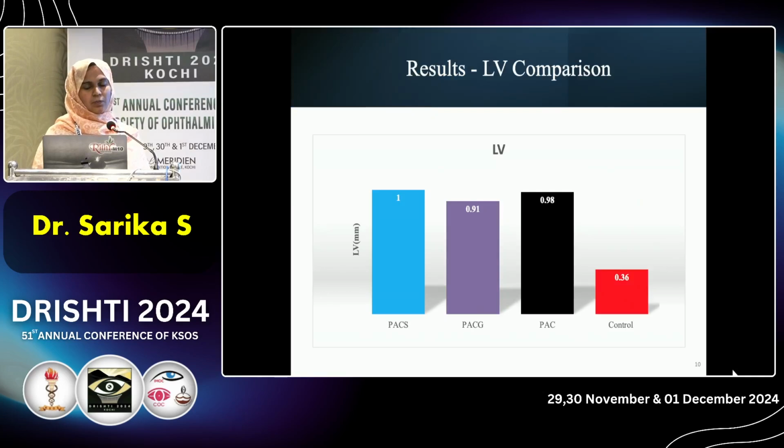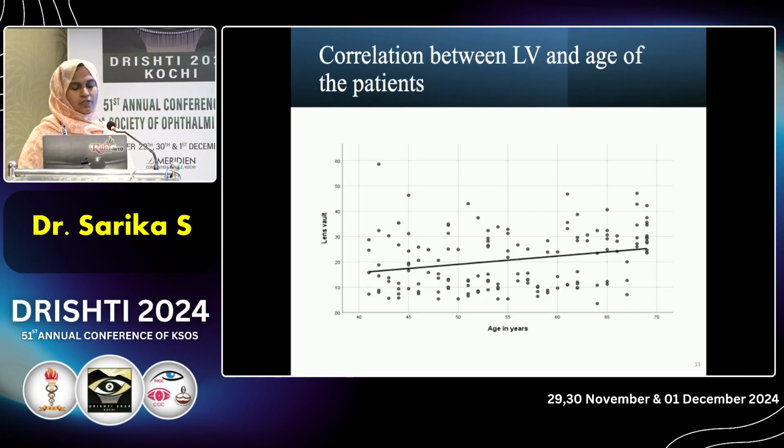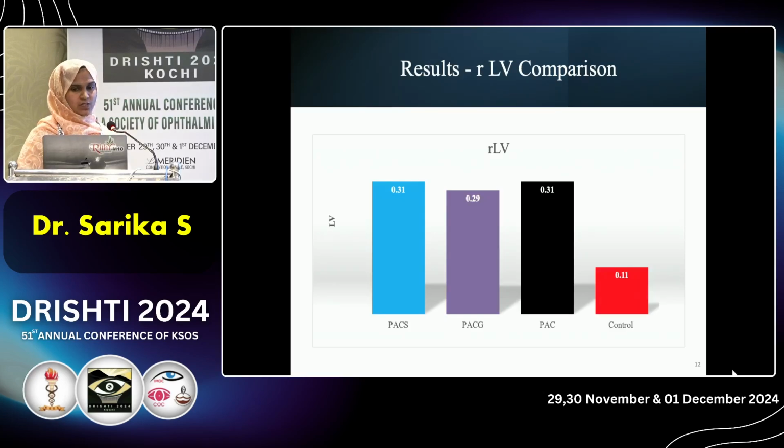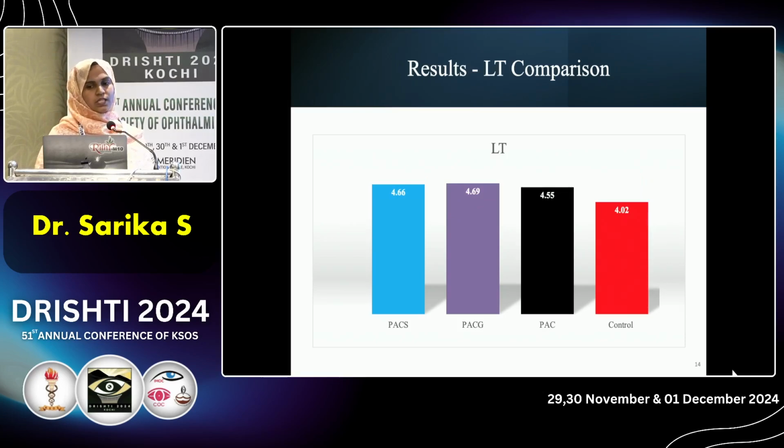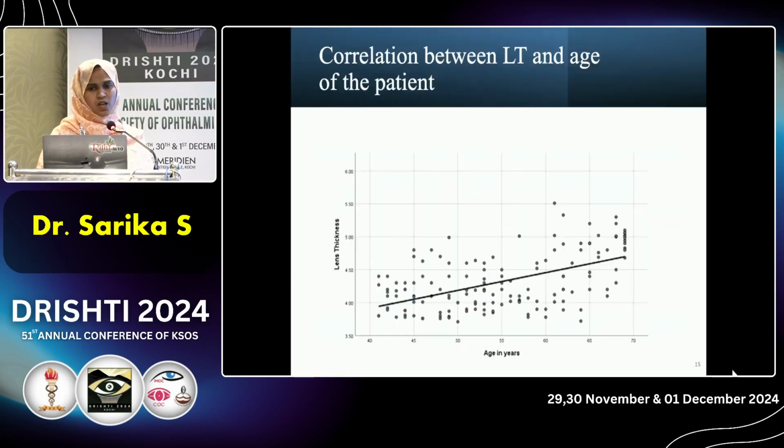Coming to the results, we found a significant difference between the case and control groups in lens vault comparison, and lens vault increases with age. There is also a big difference in relative lens vault between the case and control groups. Relative lens vault is measured as lens vault divided by anterior vault. Anterior vault also showed a statistically significant difference between the case and control groups, and lens thickness also showed a statistically significant difference between the case and PACD groups. With increase in age, lens thickness increases.